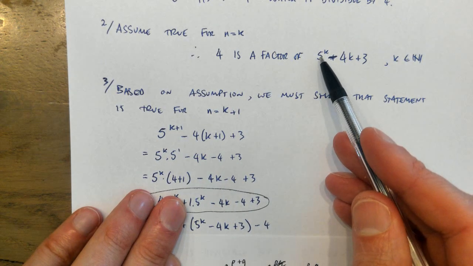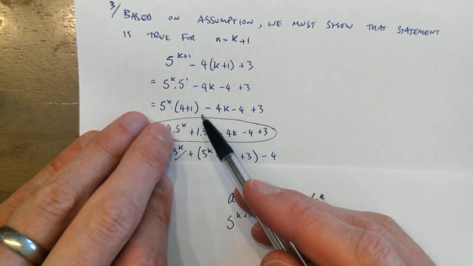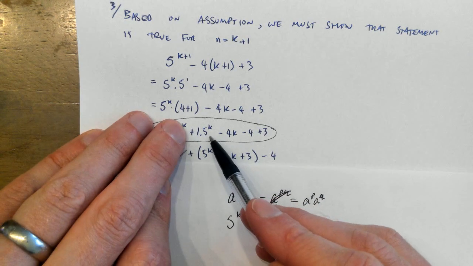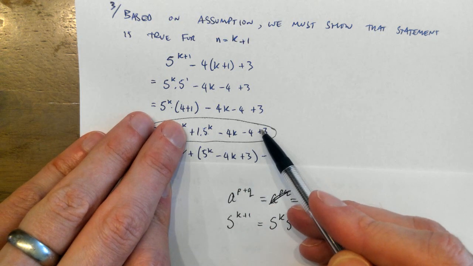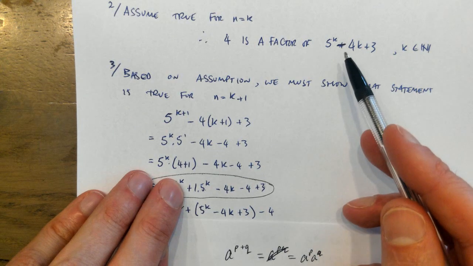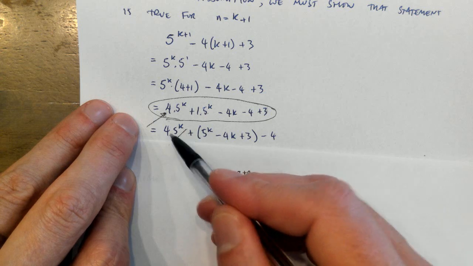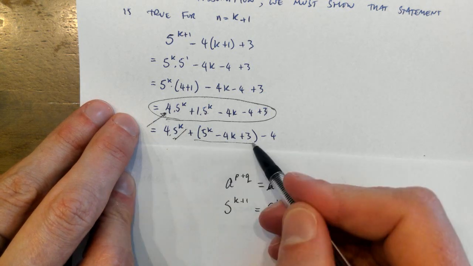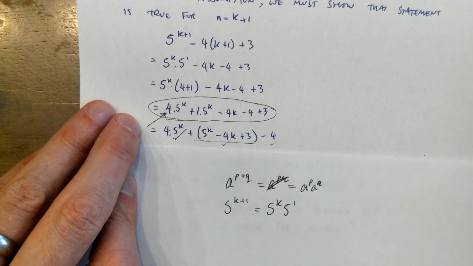Okay, so we assumed that 5 to the k minus 4k plus 3 was divisible by 4. So I've got rid of this bit here. So I've got 5 to the k minus 4k minus 4 plus 3 here. So if I swap the 3 over, I end up with my assumption. Okay? So I know that this is divisible by 4 because it's a multiple of 4. I know this is divisible by 4 through the assumption, and minus 4 is also divisible by 4.